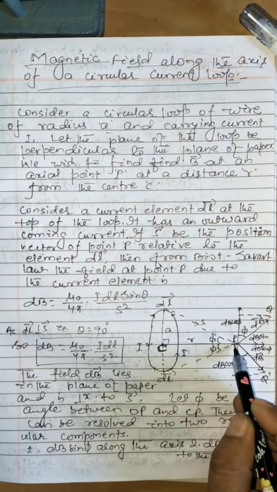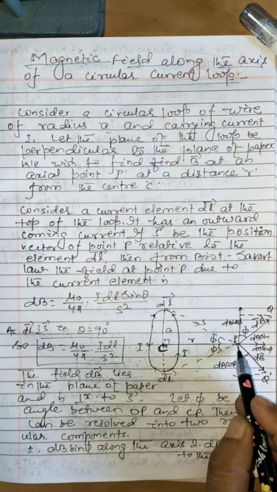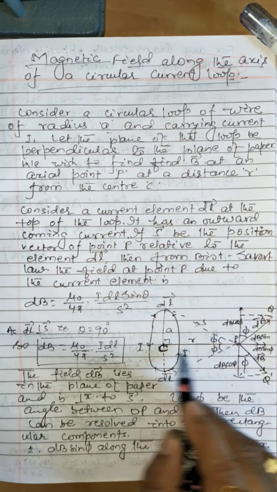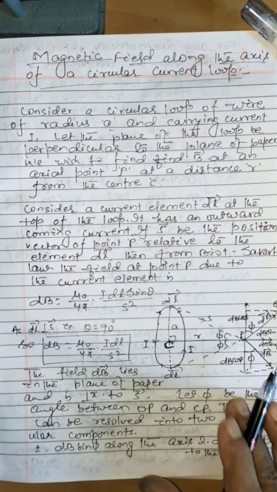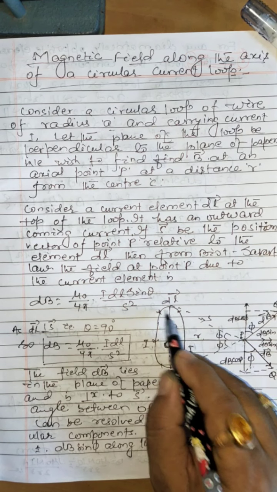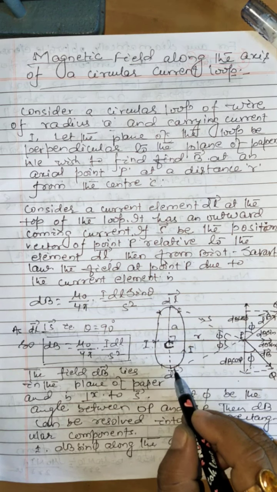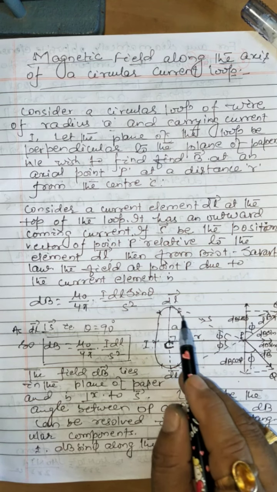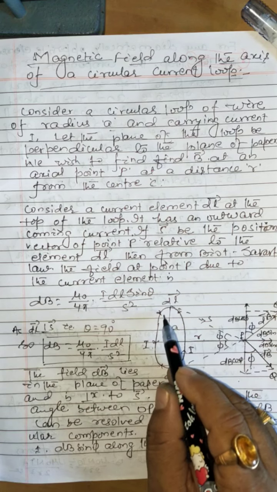Now we have to find out the magnetic field at this point P. The magnetic field is B at the point P, which is an axial point at a distance of r from the center C. Now we consider a current element dl at the top of the loop. It has an outward coming current, outward coming current.